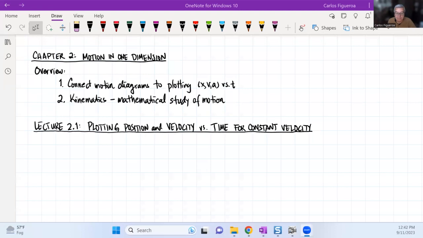We are now in chapter 2, and chapter 2 is motion in 1 dimension. So if I was to look at the overall view of this course, here's what I would like to see. The first thing is that we want to connect chapter 1, which is the motion diagrams, to plotting position, velocity, and acceleration versus time.